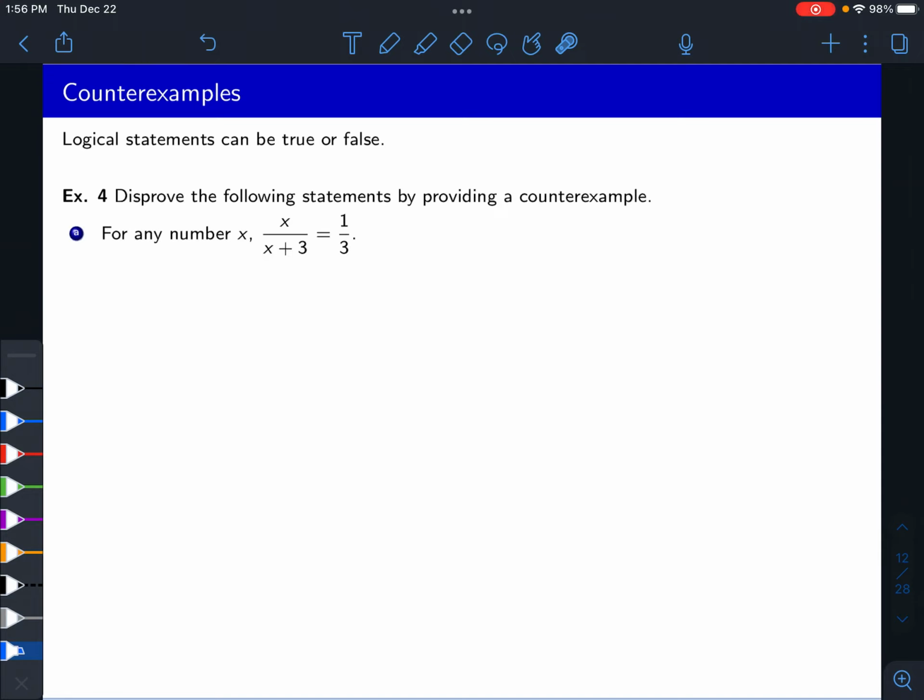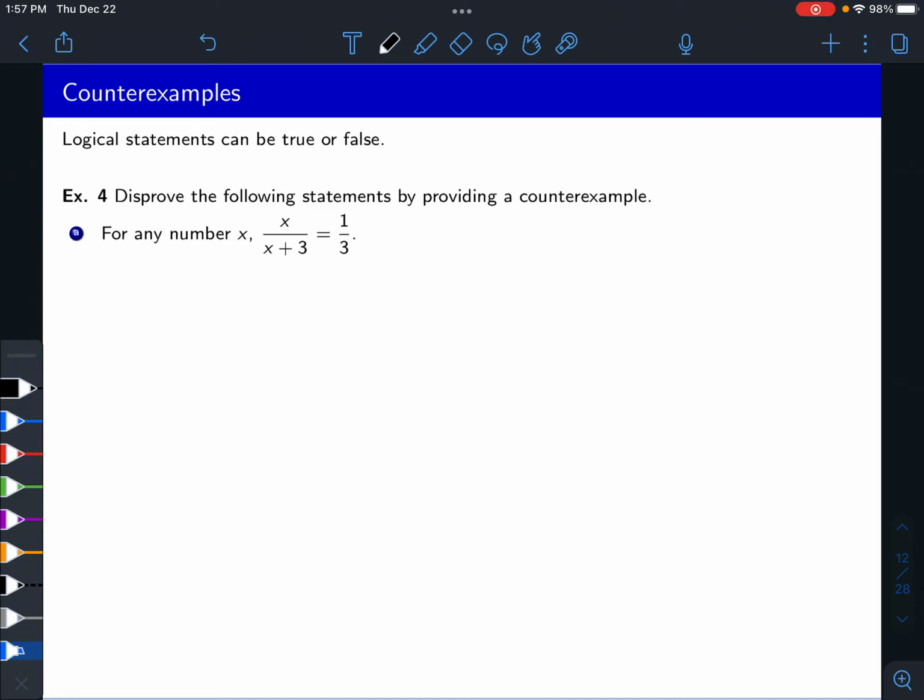But let's just look at how to do that. And really all it comes down to is just providing a counterexample. So let's disprove the following statement, just by providing a counterexample. For any number x, x over x plus 3 is equal to 1 over 3. This is a common algebra mistake that I'll see, even in classes like calculus. People will just think, oh, well, I can just cancel out the x's right there, and then I would be left with a 1 and a 3.